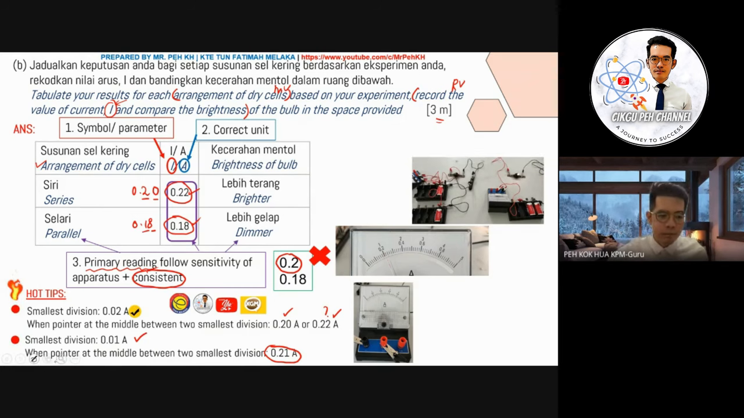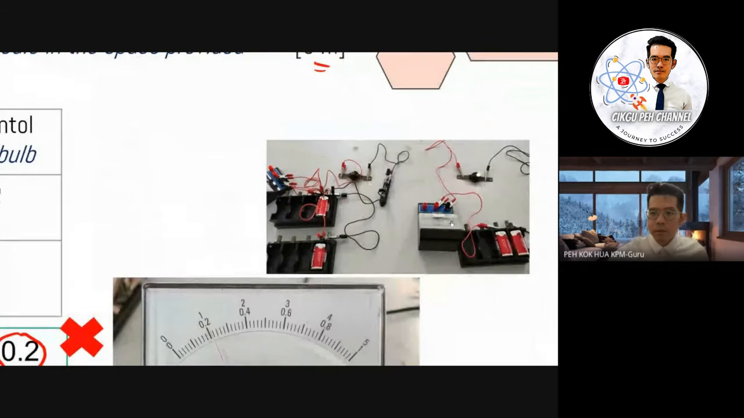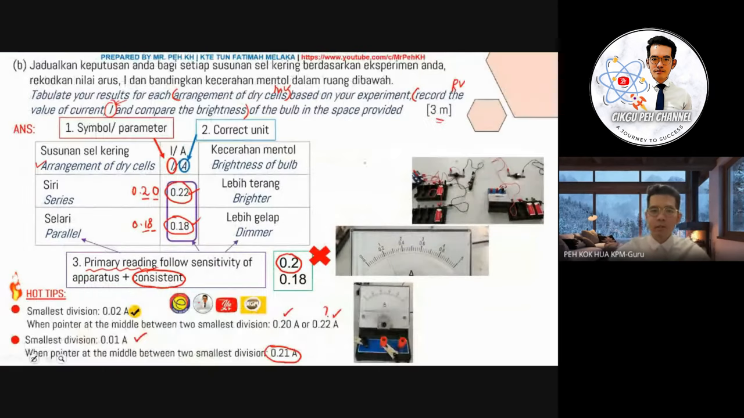So for the series circuit, which is this, you can see the battery or the dry cell is connected in series. So the bulb is brighter. The bulb lights up brighter. While you can see when the dry cells are connected in parallel, the bulb lights up dimmer. And from this picture, it is very clear that the brightness of the bulb for series is brighter, then the parallel will be dimmer.